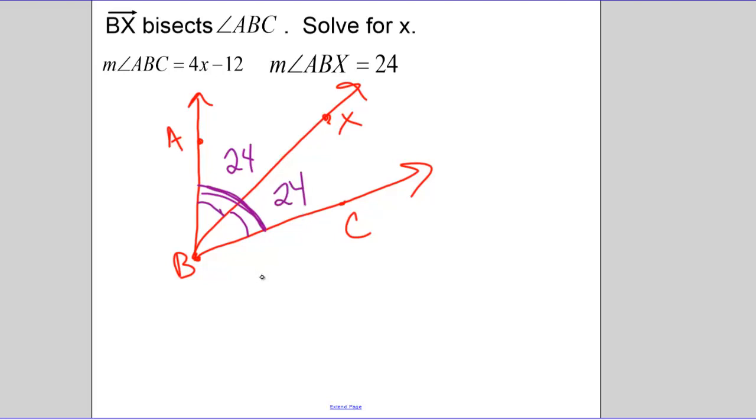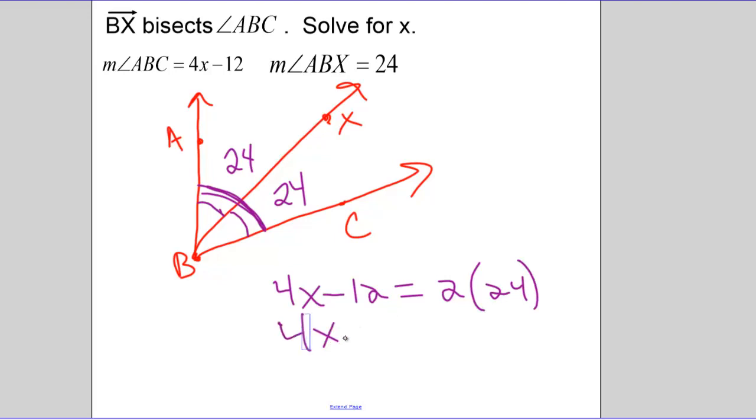So I now know that 4x minus 12 is equal to 2 times 24, or 4x minus 12 is equal to 48. So now what we do is we solve for x. So I get 4x is equal to 60. Divide by 4. I get x to be 15.